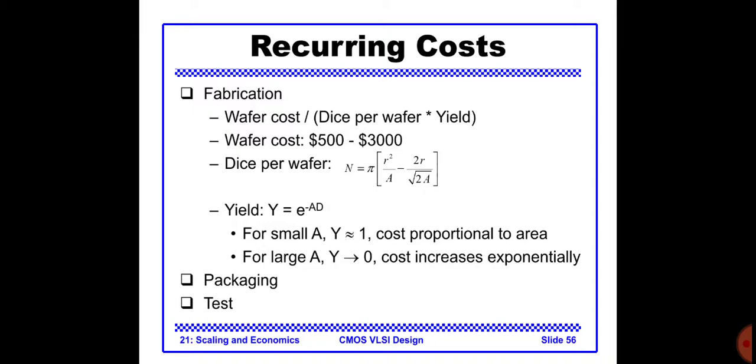Recurring costs: fabrication, wafer cost, dice per wafer, and yield. Wafer cost is $500 to $3,000. Dice per wafer N is equal to pi r squared divided by A, minus 2r divided by square root of A. Yield Y is equal to e to the power minus AD. For small A, Y is equal to 1 and cost is proportional to area. For large A, Y tends to 0 and cost increases exponentially. Also packaging and test.